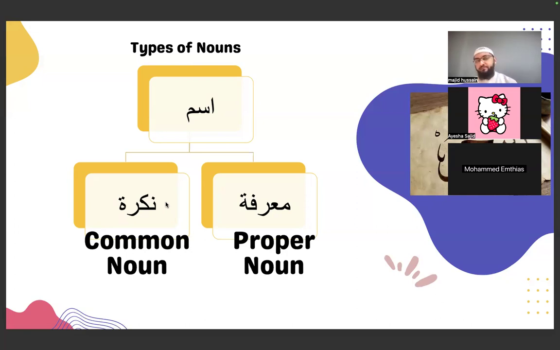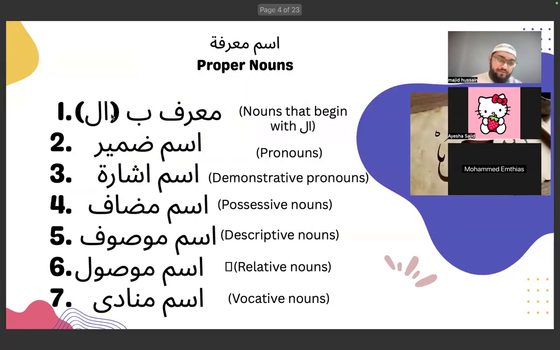Nakira is very simple. Any noun that has tanween in its i'rab, that means in its last letter, will be regarded as nakira. Rajulun, rajulan, rajulin. These are examples of a common noun. But in proper noun, it's a bit detailed, which we are going to discuss in this lesson. Starting with proper noun, there are seven different types of proper noun.